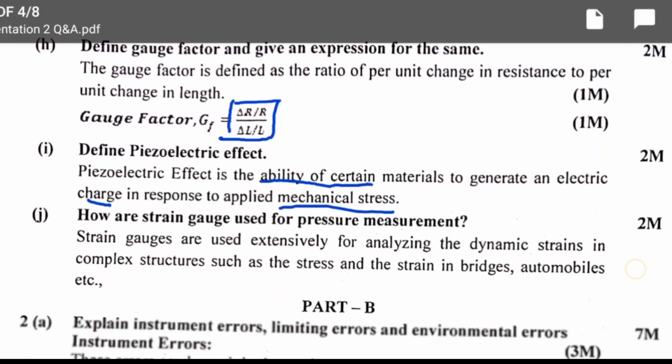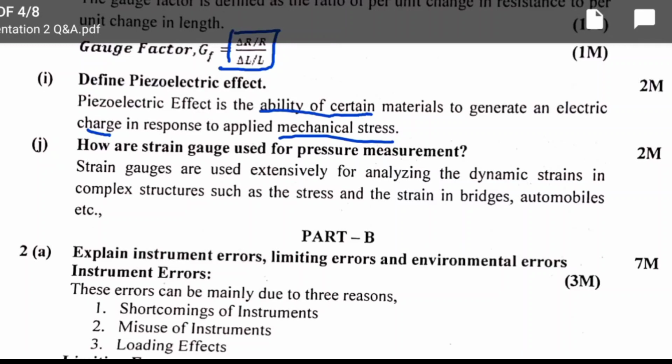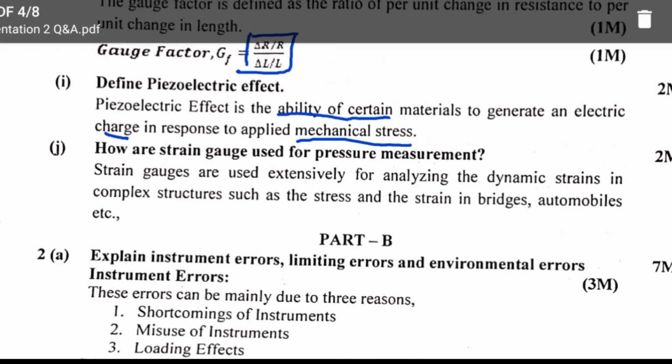Strain gauges are for pressure measurement. How is the strain gauge used? A strain gauge is used for pressure or strain measurement. Strain gauges are used extensively for analyzing dynamic strains in automobiles, etc. Weighing bridges also use strain gauges. A strain gauge is a resistive transducer used for measurement of pressure. Whenever strain or pressure is applied, its resistance changes.